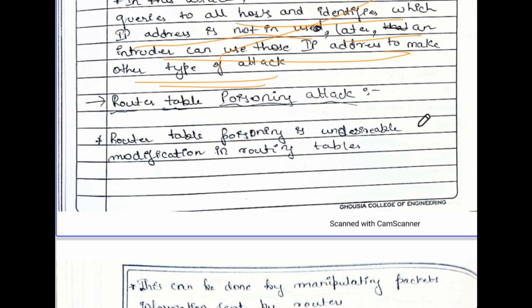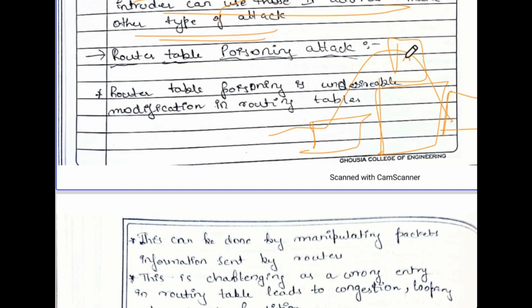Router table poisoning attack. Router table poisoning is undesirable modification in routing table. So in router architecture, there are input ports, switching fabric, and output ports. Here we have router processing, which has the forwarding table, which has data of input packets' input port and corresponding output port. A router table poisoning is nothing but modification in the routing table. Okay, modification in this table.